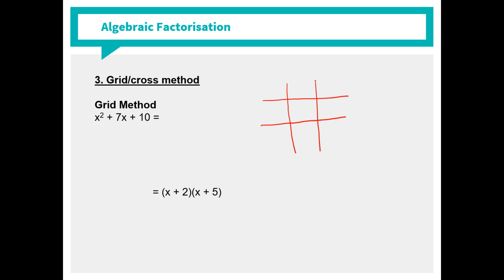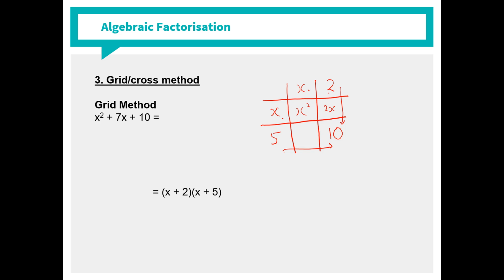The idea is that you want to form x squared. How do we form x squared? x multiplied by x, you're going to get x squared. Then you want to get 10 over here. How do you get 10? 2 multiplied by 5. So 2 times x will give you 2x.